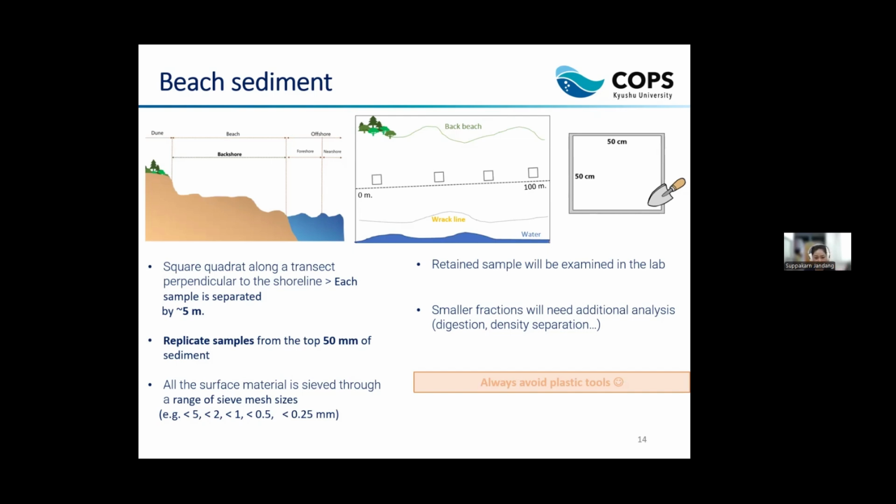The second figure shows you how to put the line transect. If you have already determined where the rack line is along the back shore, you can place your tape around 100 meters along the shore like this. This is a very good example of how to put the quadrat.